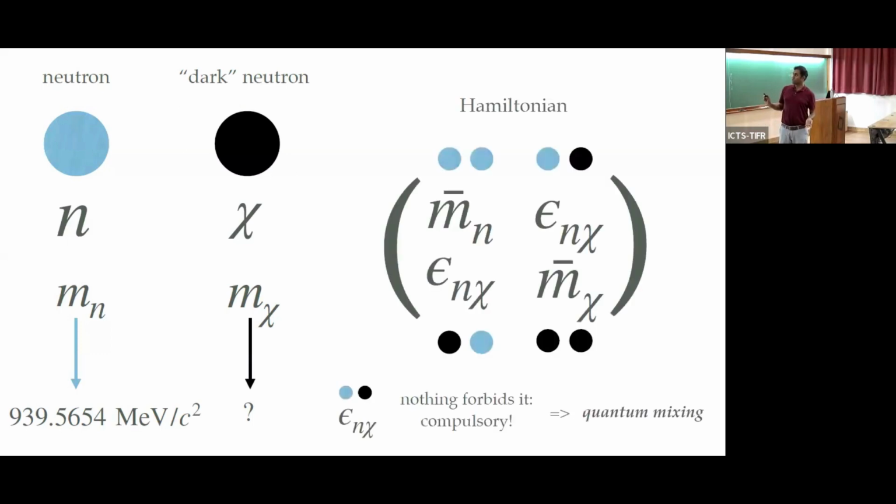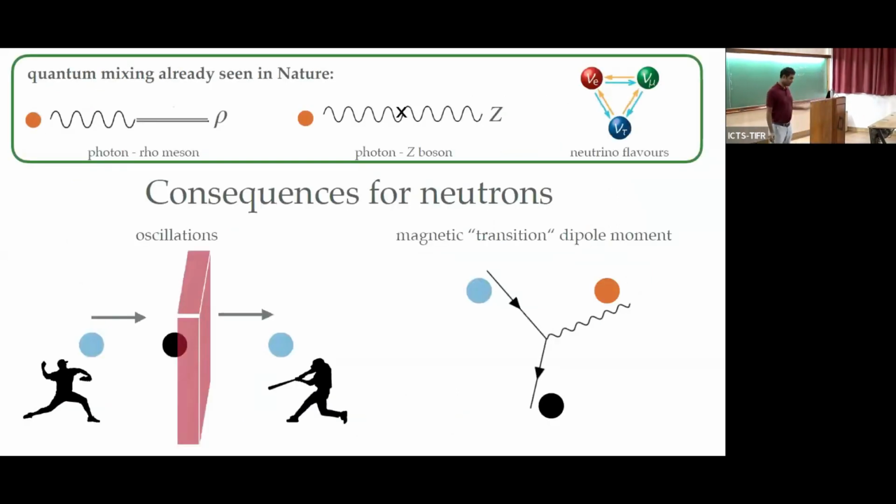Now, if I put it that way, I have to write down a Hamiltonian like this with diagonal terms, but crucially also off-diagonal terms because nothing forbids it. And if I have off-diagonal terms in the Hamiltonian, I cannot help having quantum mixing. Quantum mixing is also not new to you. You would have seen a very crucial part of it in this conference, which is that quantum mixing leads to oscillations among the neutrino flavors. Andre must have surely imparted that to you. Quantum mixing is also very ubiquitous.